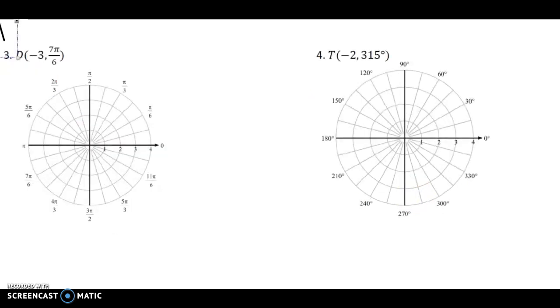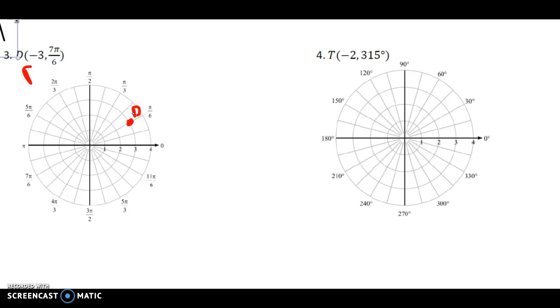For number 3, find 7 pi over 6. It's my line over here. However, the radius is negative, so I said it goes backwards or in the opposite direction. So instead of going towards 7 pi over 6, I'm going to follow this line backwards. 1, 2, 3. And here's point D.